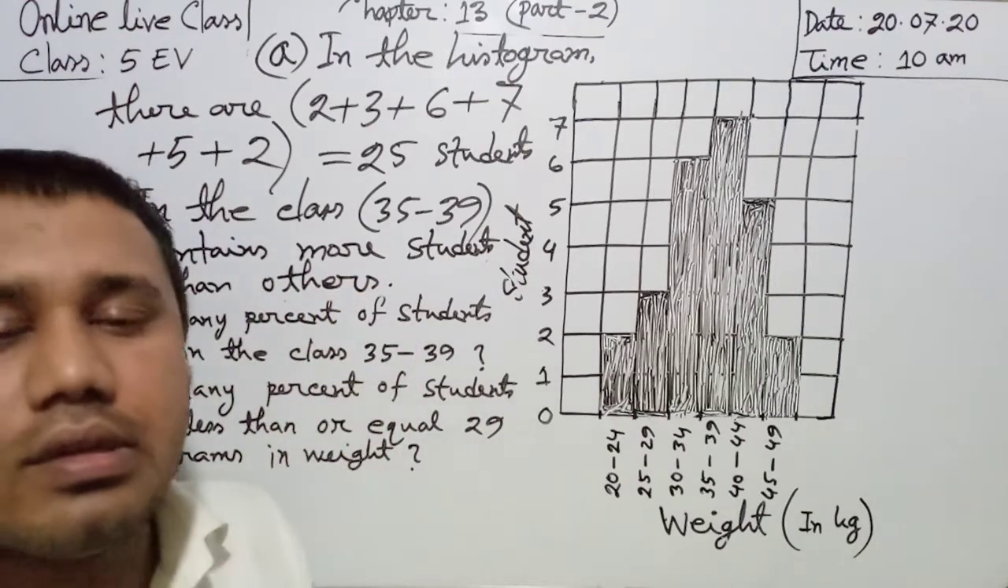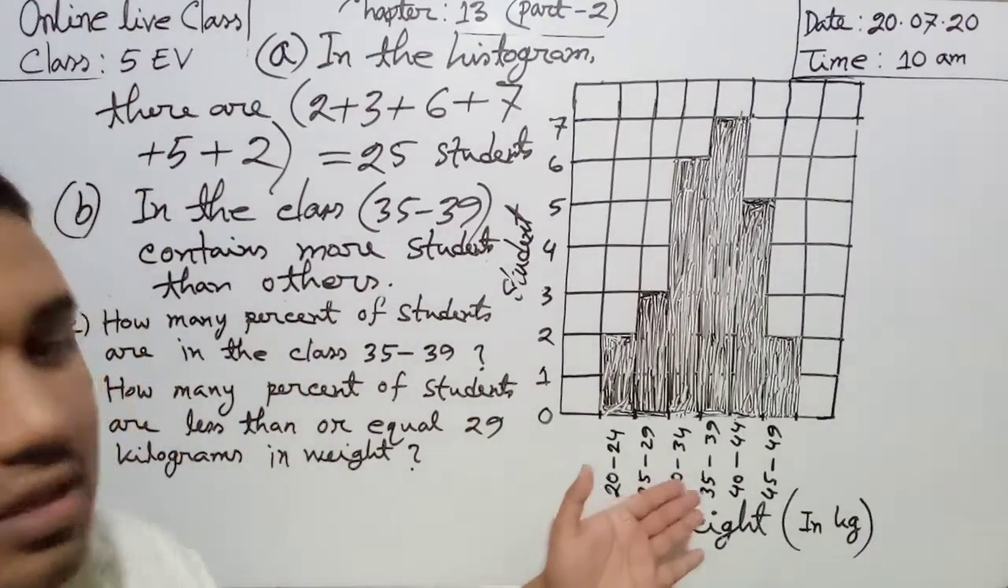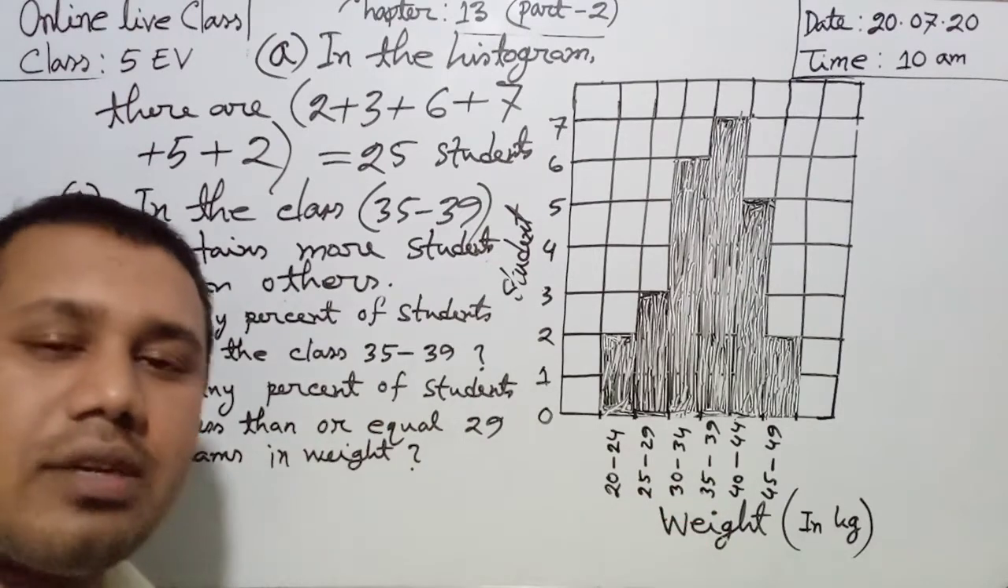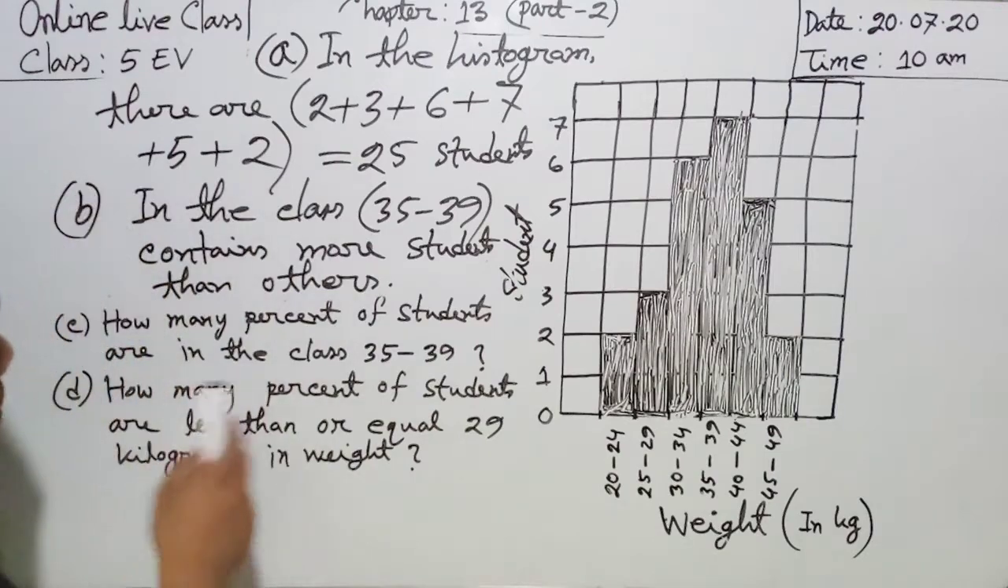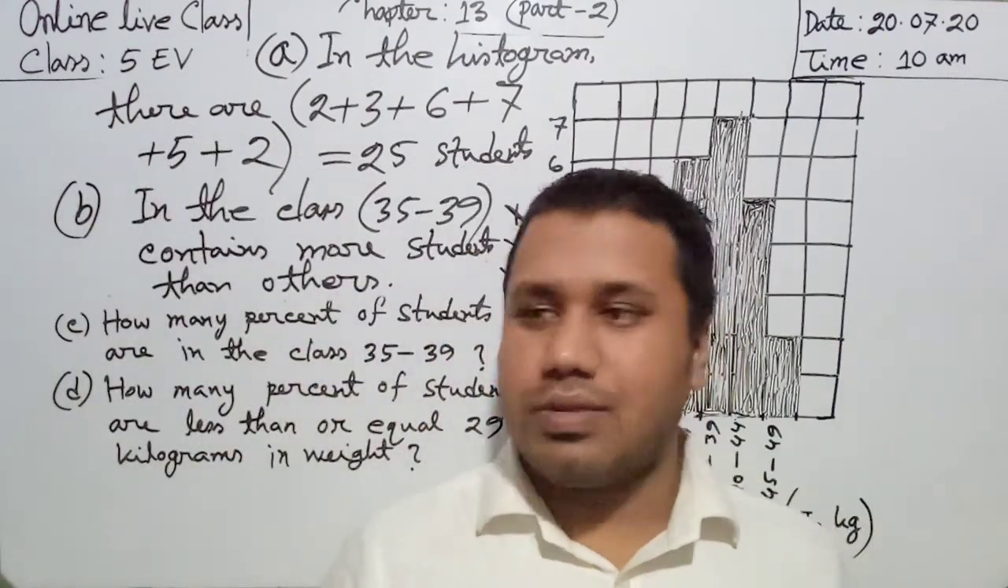Then others means other class intervals. Clear? So this class interval contains more students, 7 students. This is the most. Okay. Now question number C, dear students.